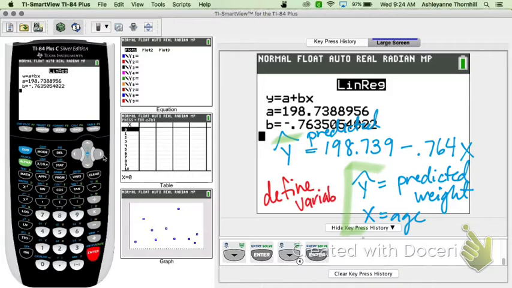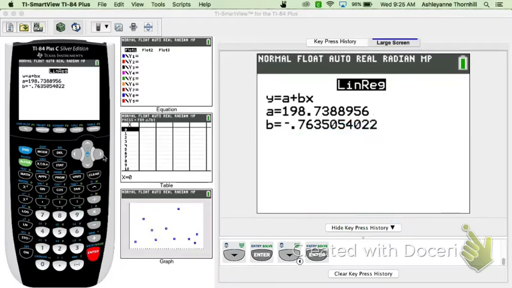Does anyone in their calculator have r and r squared? No. They should be there, and the reason why they're not there is because your stat diagnostics are not on. Anytime you clear the memory, the stat diagnostics get turned off.